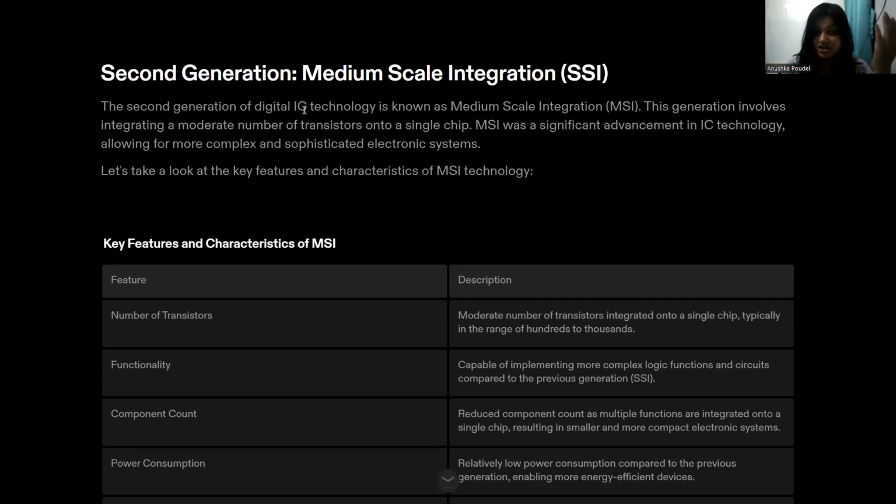We'll be moving on to the second generation, which is medium scale integration. The second generation of digital IC technology is known as medium scale integration, MSI. This generation involves integrating a moderate number of transistors onto a single chip. Small scale integration had around 1,000 or fewer transistors, whereas here we have a moderate number of transistors on a single chip. This chip can be made of silicon. MSI was a significant advancement in IC technology, allowing for more complex and sophisticated electronic systems.